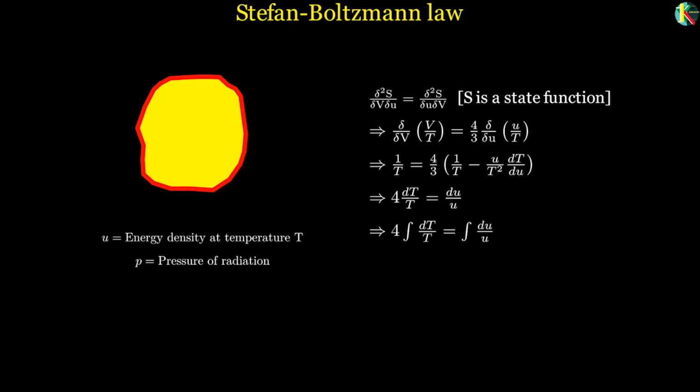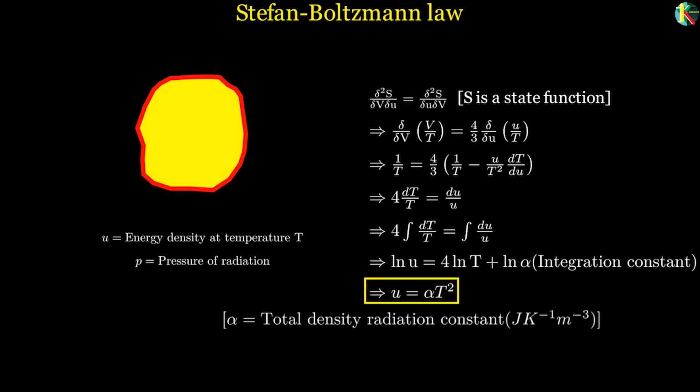Integrating the equation, we finally obtain log U equal to 4 log T plus log alpha. Here alpha is the integration constant and is called the total density radiation constant with units joule per Kelvin per meter cube.